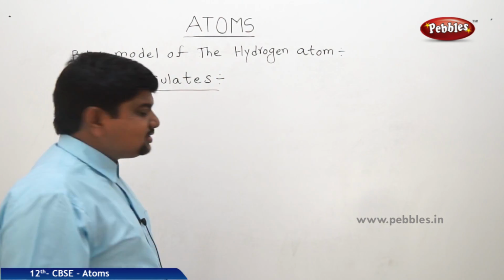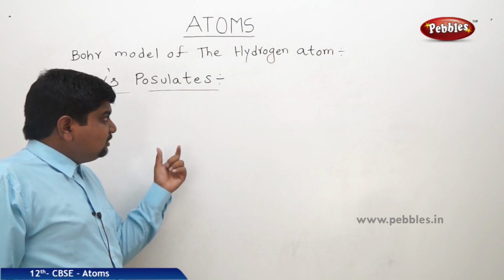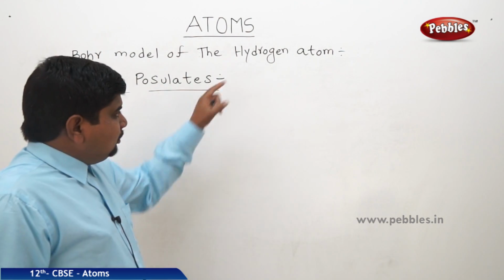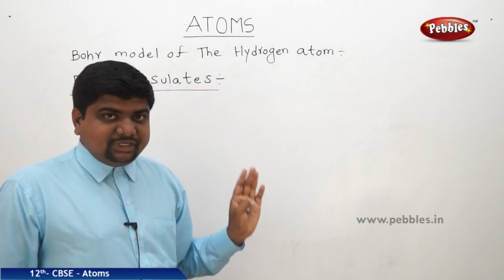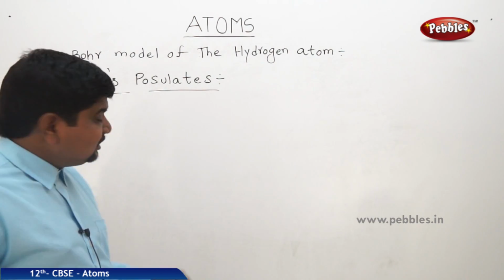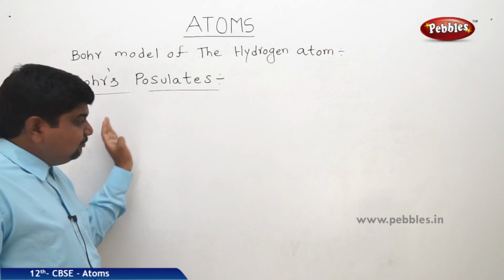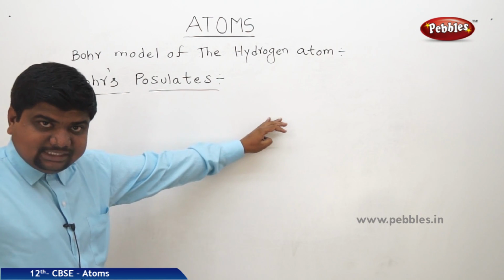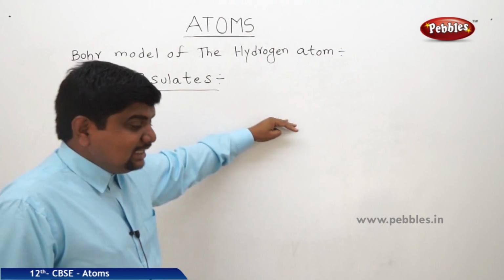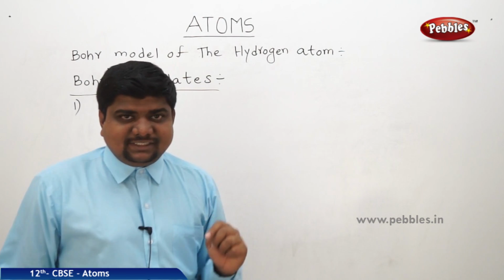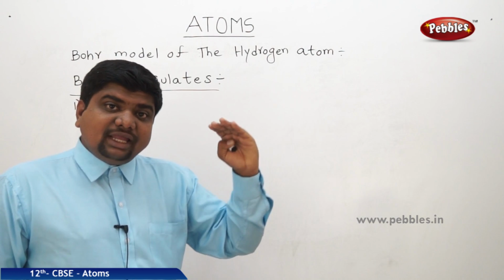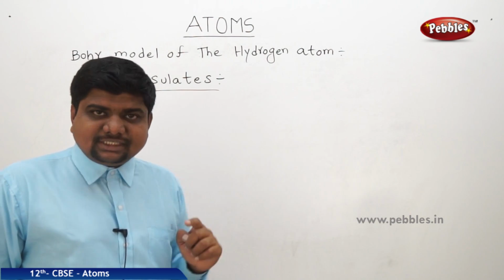There are three important postulates according to Bohr's model. We will see one by one with explanation. First one. In Rutherford's model, electrons are revolving around the nucleus, right? What is Bohr's first postulate with respect to the motion of electrons? Electrons will revolve around the nucleus, and each electron will exist in a specified state around the nucleus, and each of those specified states has its own energy.